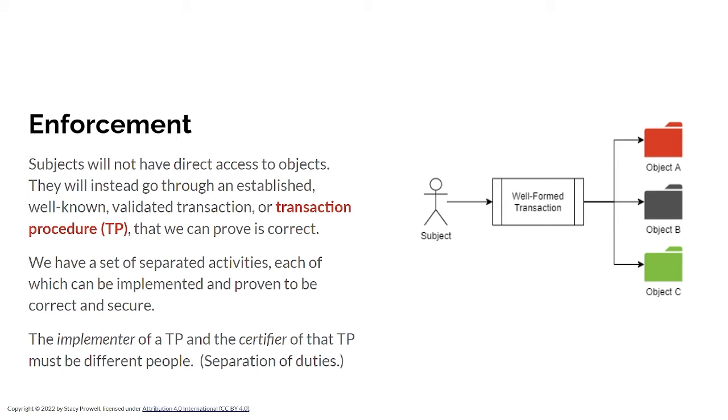We have a set of separated activities, each of which can be implemented and then proven to be correct and secure. So just writing some code is not good enough. You have to write the code and also prove that it's correct and prove that running the code preserves all the security properties that you want. Now, someone's got to write the code, clearly, and someone has to prove the code is correct. And Clark-Wilson says those have to be different people. That's a separation of duties. So you're going to do your work, and this other person is going to check your work. So it's sort of a two-person rule there.